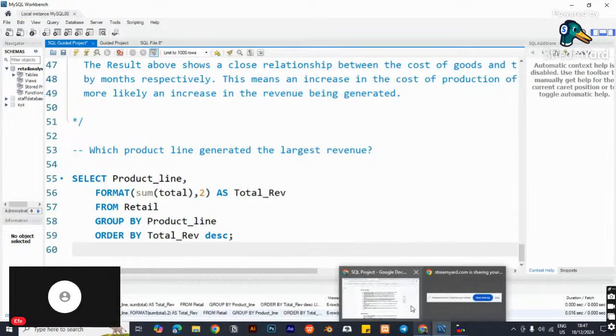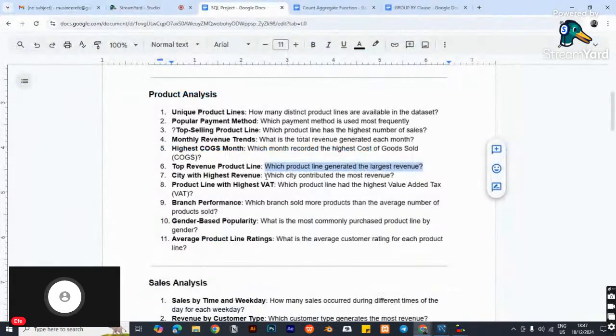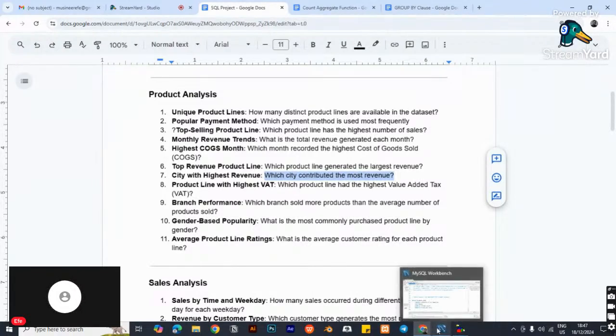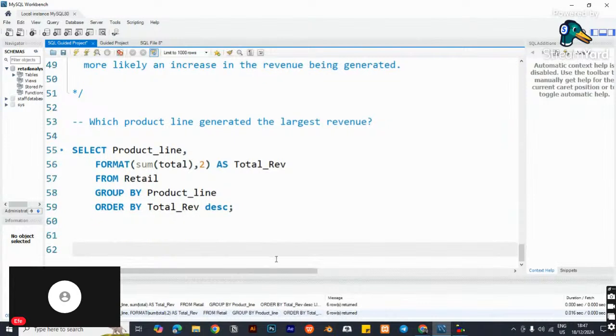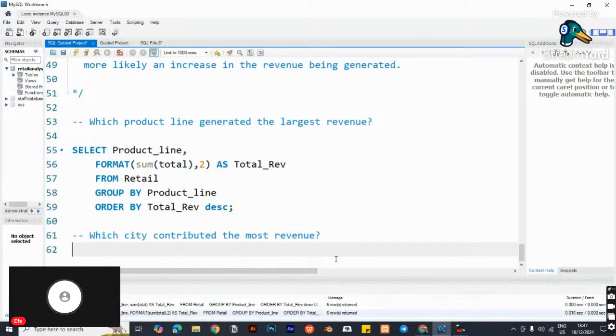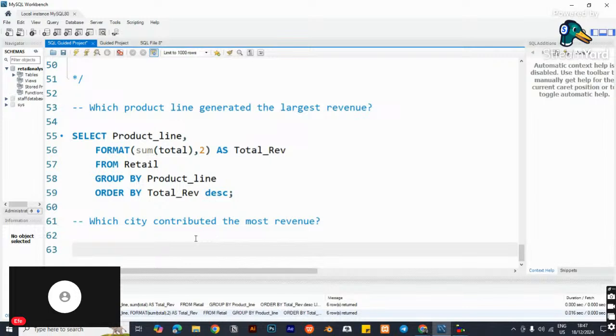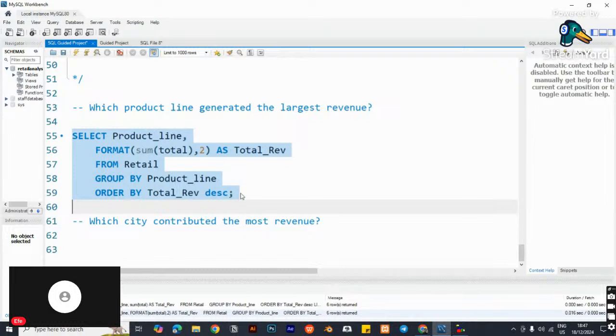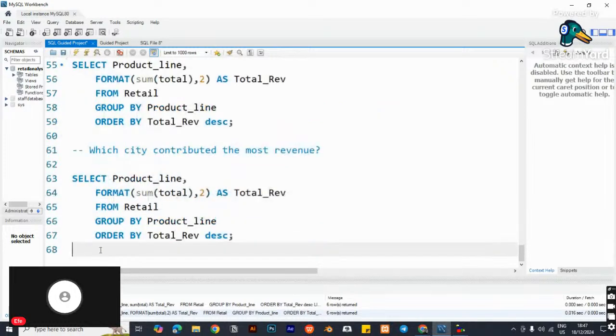So the next question is, which city contributed the most revenue? Which city contributed the most revenue? So it's just the same thing, and I'll just be walking us through it. So say, which city generated the most revenue? Okay. You can say select, copy this again. You see how SQL is very intuitive and friendly. So we say select city, change this to city.